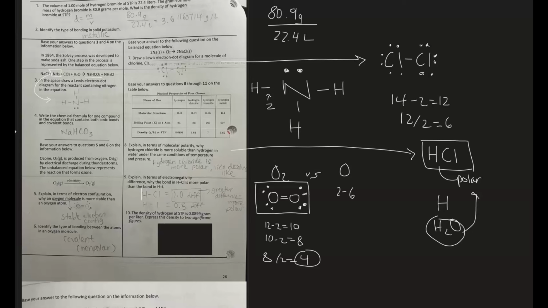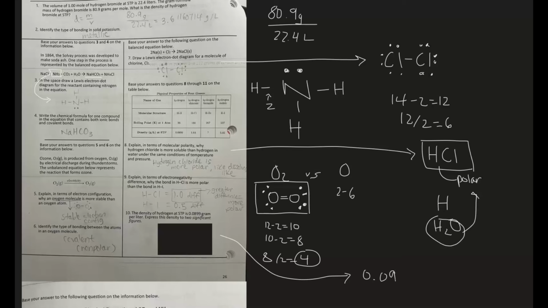Number 10, the density of hydrogen at STP is 0.0899 grams per liter. Express this density to 2 significant figures. All right, so if we look at this sig figs, right, we're going to start with a decimal. So there's a decimal, so we're going to start on the left side. So if it's 0.0, right? So right now, number of sig figs is 0. But now we have our first term, 8. But we see this is 899. So we can actually round this to just 9.